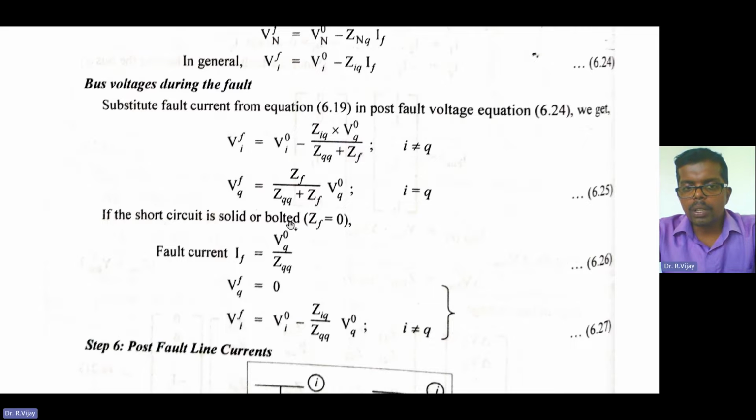So if the short circuit is solid or bolted fault, then ZF is equal to 0. Then this becomes VQ naught divided by ZQQ. Next, VQF is also 0. VQ at the fault is equal to 0. Next, VIF is equal to VI naught minus ZIQ divided by ZQQ into VQ naught, because for a bolted fault ZF is equal to 0, where I is not equal to Q. For bolted fault, this is the condition. Same equation; here instead of IF, you need to take 0. That's all. There is nothing more than this.